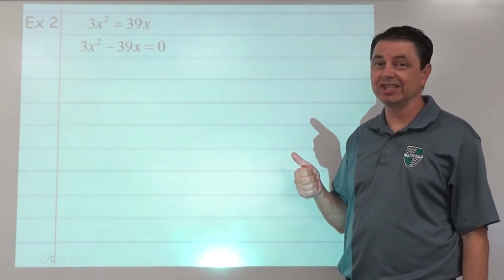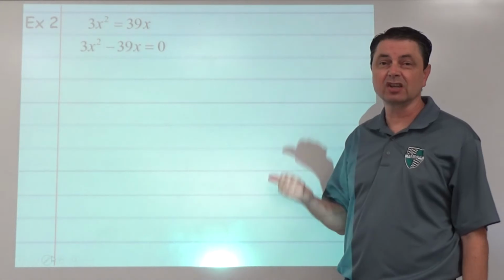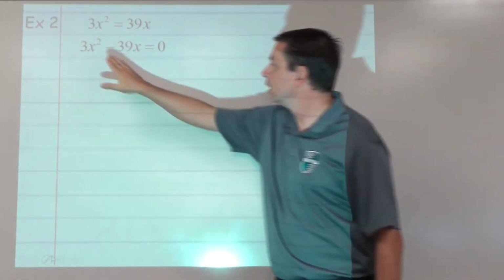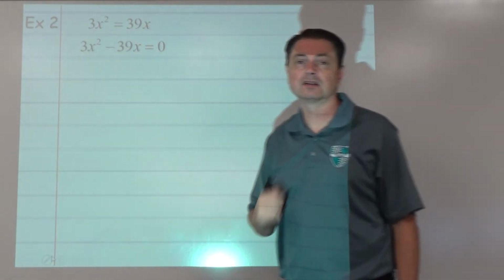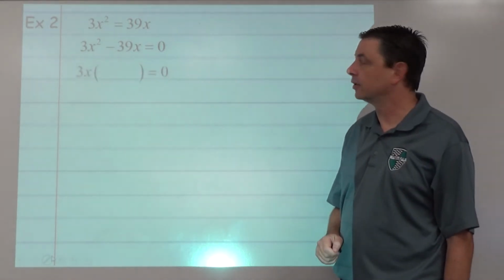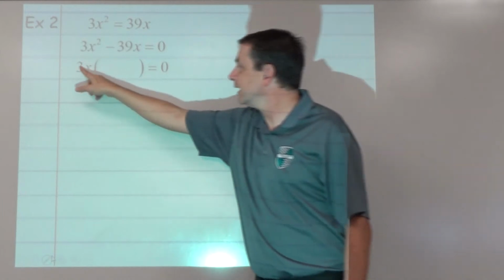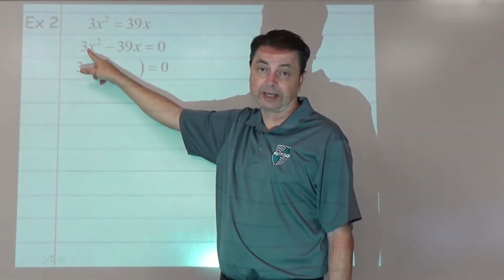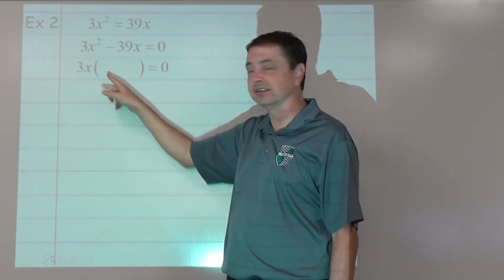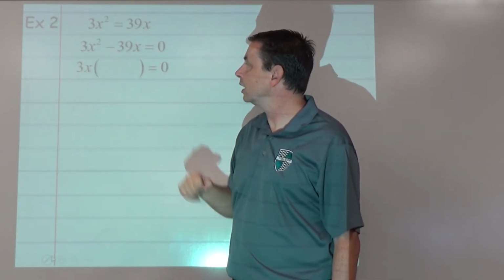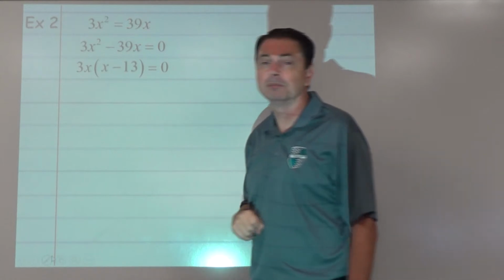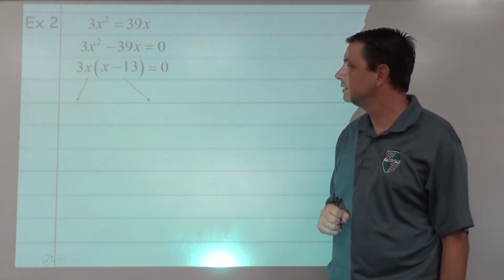Step 1, always GCF. What is our greatest common factor? Well, both terms do have a 3. Both terms do have an x, so we'll factor out a 3x. 3x times what makes 3x squared? It needs an x. Minus 3x times what makes 39x? That would be minus 13.